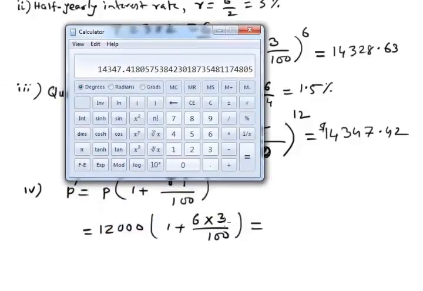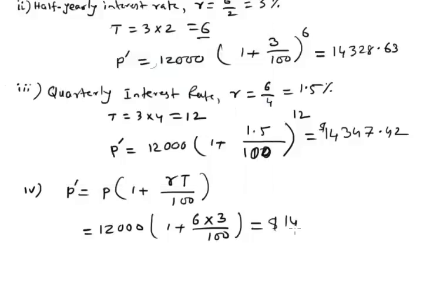Now this calculation, 3 times 6 is 18, divided by 100 will be 0.18 and 1.18. So 1.18 times 12,000, that is 14,160. So $14,160. So these are the values we got.